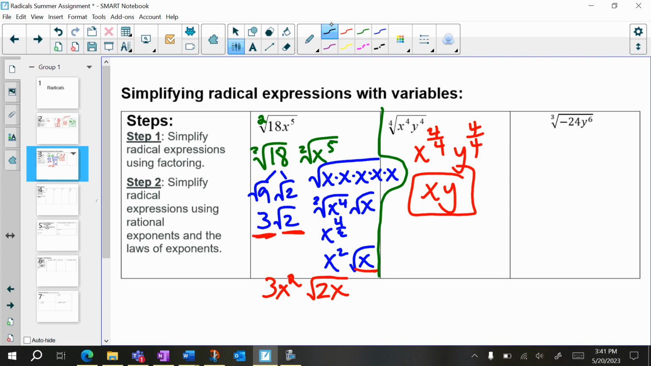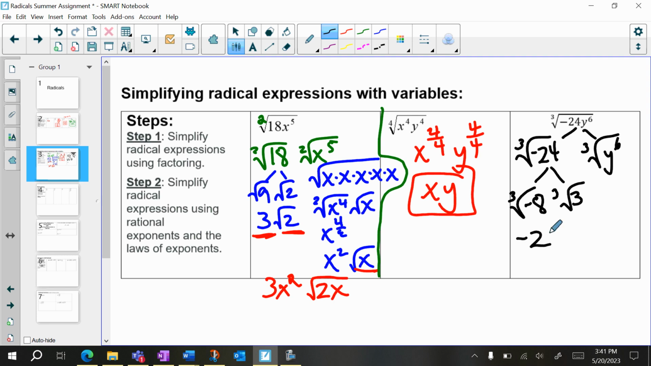And then next I have the cube root of negative 24y to the 6. Again, I want to separate them. So I'm going to have the cube root of negative 24 and then the cube root of y to the 6. I'm going to break down the cube root of negative 24 to be the cube root of negative 8 and the cube root of 3, because negative 8 times 3 gives you negative 24. The cube root of negative 8 is negative 2.